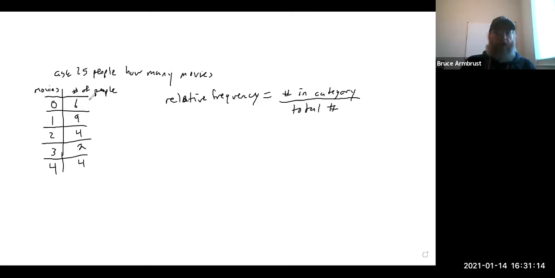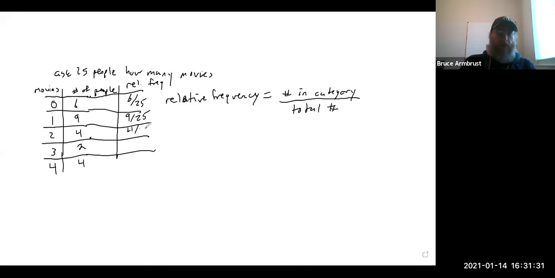Right, so the relative frequencies for these, if I were to make a third column, and we'll put over here the relative frequency. The first one's going to be 6 out of 25. The next one's going to be 9 out of 25, then 4 out of 25, then 2 out of 25, and 4 out of 25. All right, so these are your relative frequencies.